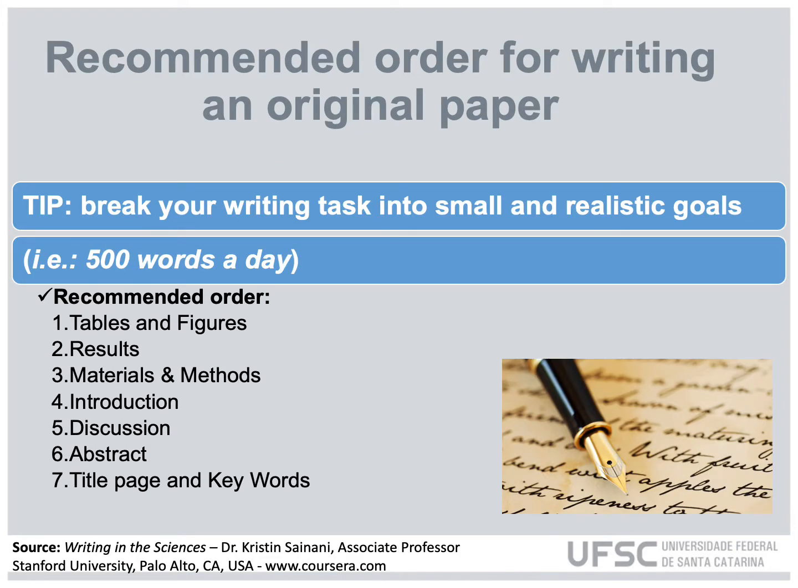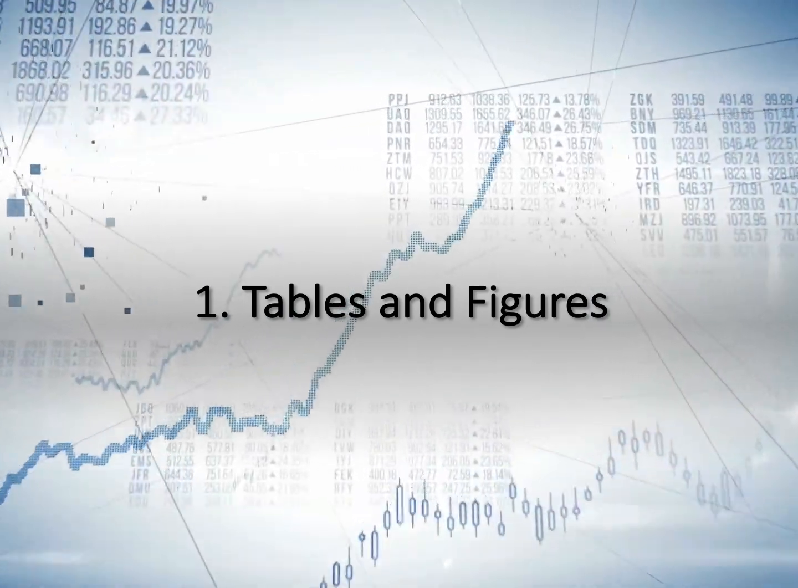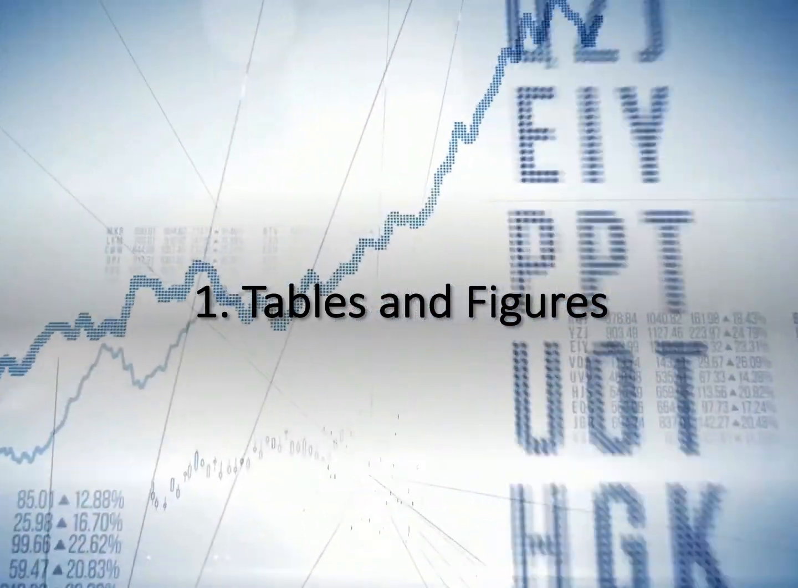But the recommended order for you to write an original paper is to start with your tables and figures, followed by results, materials and methods, introduction, discussion, abstracts, and finally the title page and keywords. And the most important, a tip: break your writing task into small and realistic goals. For instance, 500 words a day. So, let's start with the tables and figures.